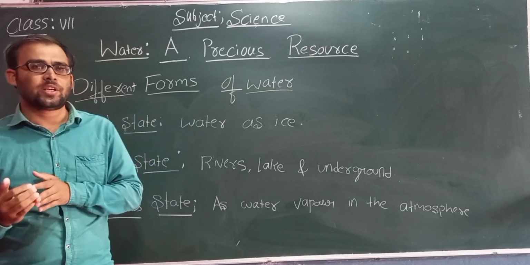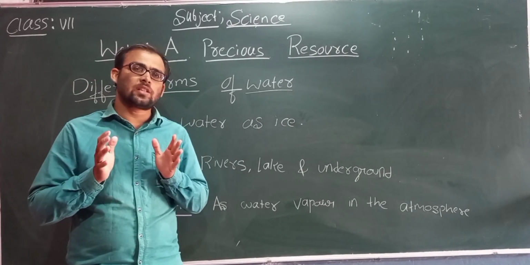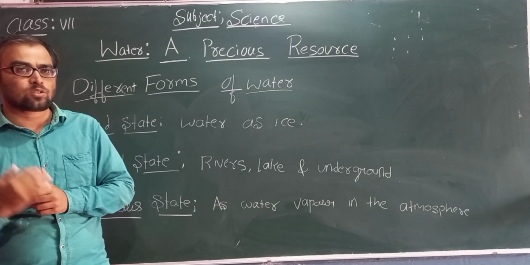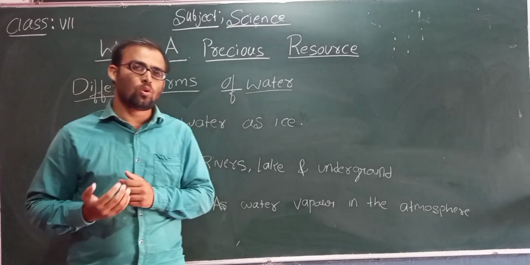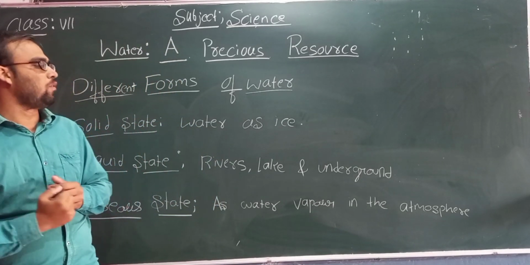Okay, so glaciers, snowfields, and ice. These are the solid form of water. The water is in the solid state. Examples are snow, ice, and glaciers. Here the water is in the solid form.